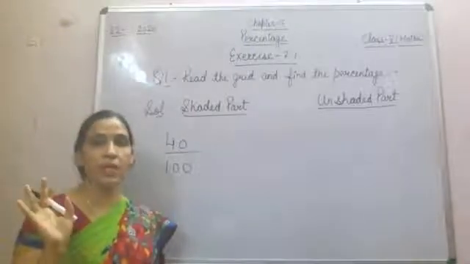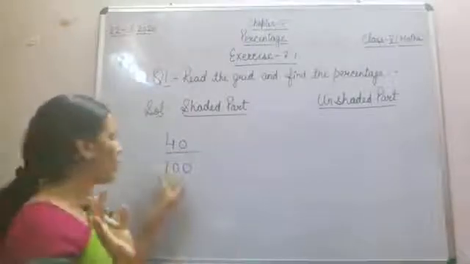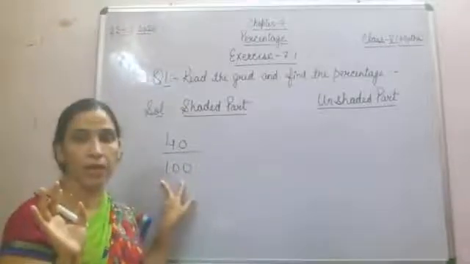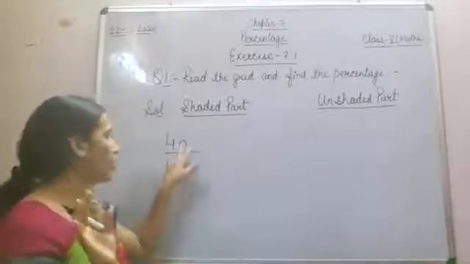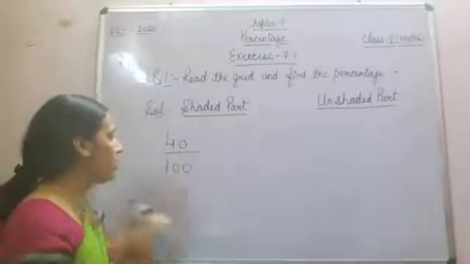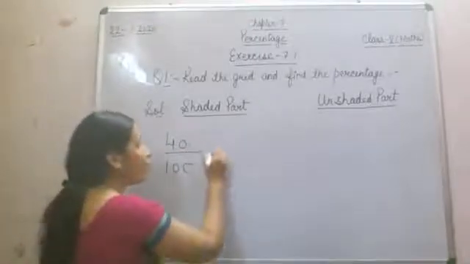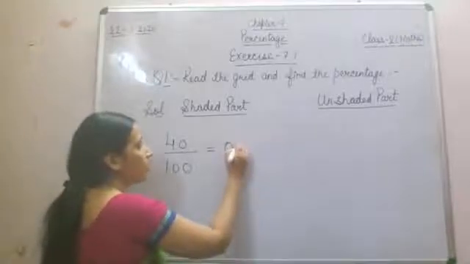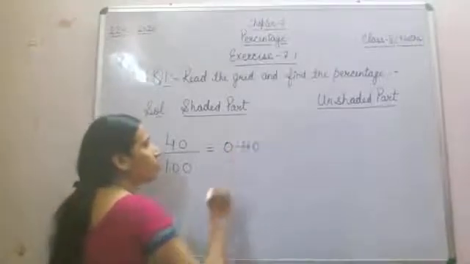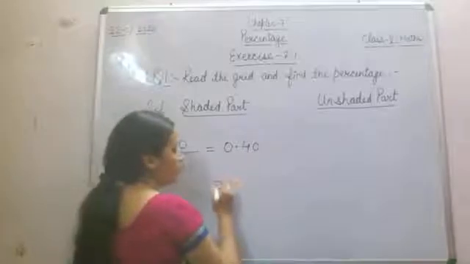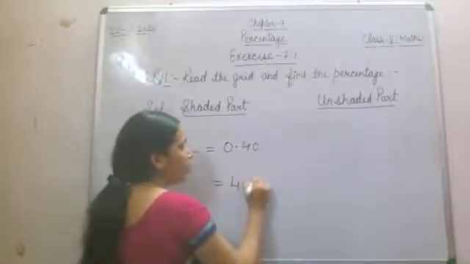40 boxes are shaded. So how do we write it? This is 40 by 100. How can we write this? Now 40 will become the numerator and 100 will become the denominator. So how can we write it? We can write this in two forms. First, we can write it using a decimal or we can write it using a percentage.